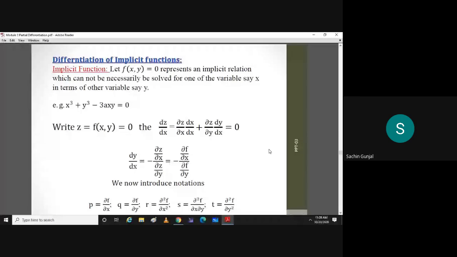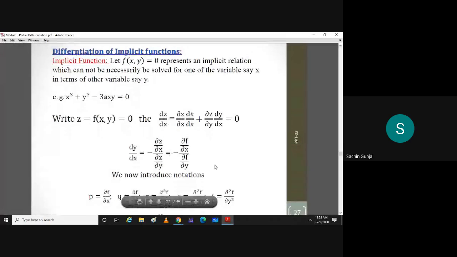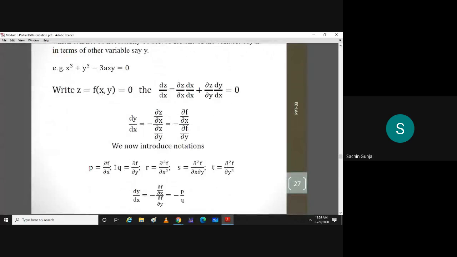So if you introduce a few notations, P as ∂f/∂x, Q as ∂f/∂y, R as ∂²f/∂x², S as ∂²f/∂x∂y, T as ∂²f/∂y², then this dy/dx becomes minus P upon Q. Where P is ∂f/∂x, Q is ∂f/∂y. So dy/dx becomes minus P by Q. So please note it down.